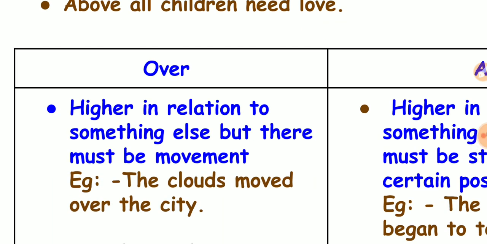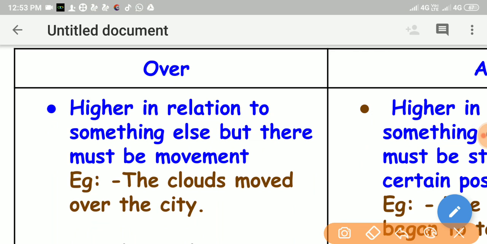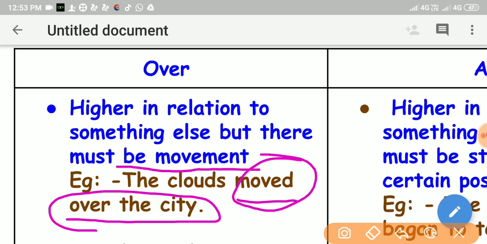See, in the first column, over. So where do we use over? Over is used in the meaning of higher in relation to something else, but there must be movement. Keep in your mind, my dear friends, see here, the clouds moved over the city. That means there is a movement of clouds. That's why over is used. If there is no movement, if the cloud is in a certain position, then we must use above. Here over is preferred just because there is a movement.